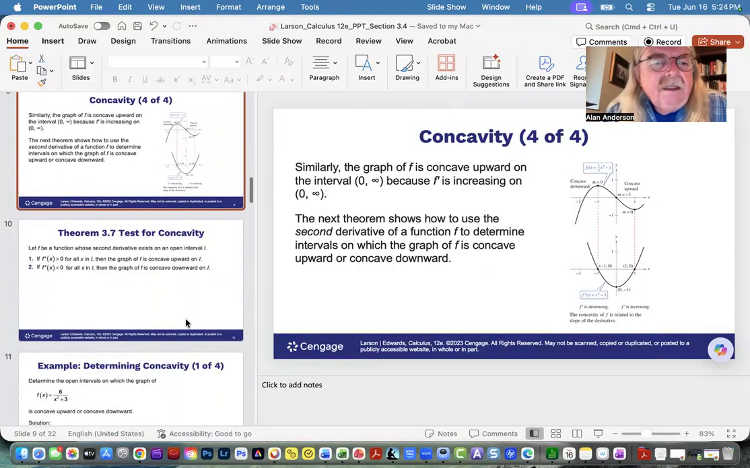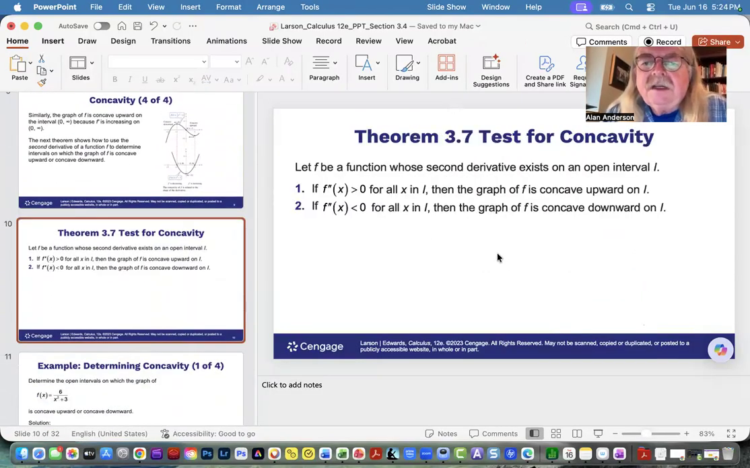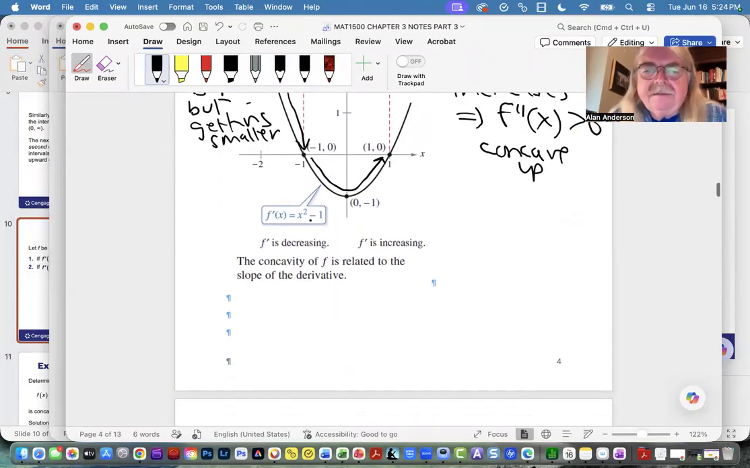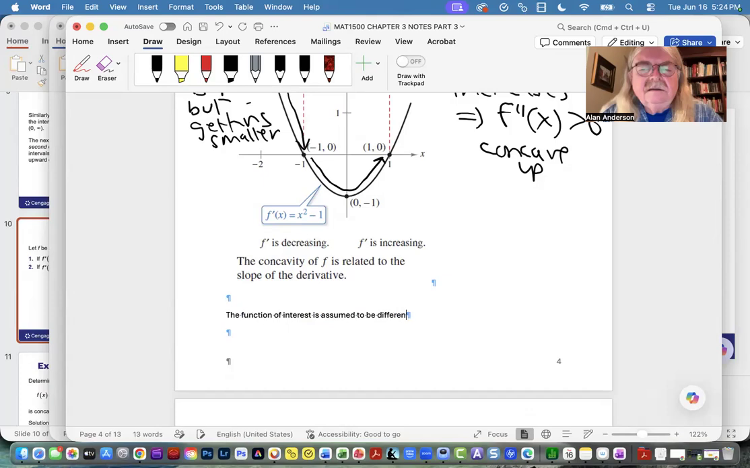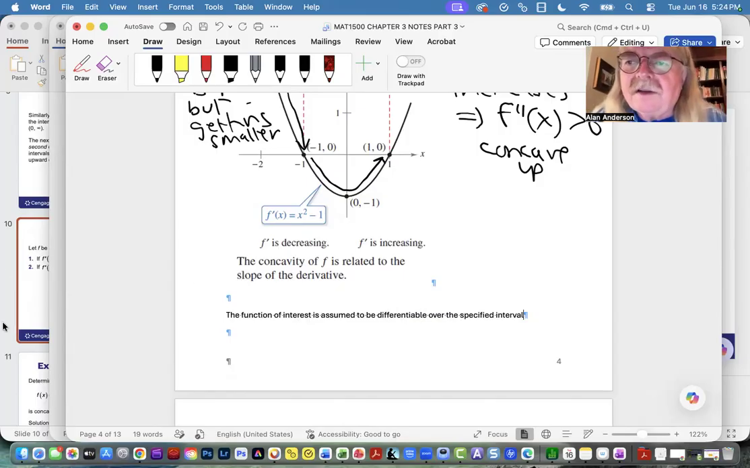Now, test for concavity. By the way, I think I kind of glossed over this, but with all of this discussion, we're always assuming that the function we're looking at, the function of interest, is assumed to be differentiable over the specified interval. Otherwise, none of this works, okay?